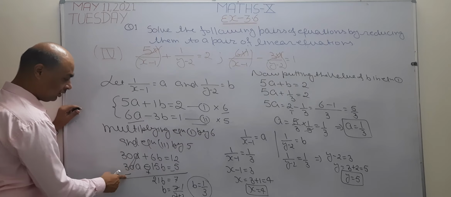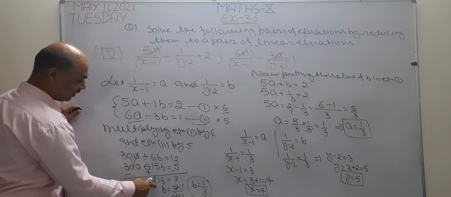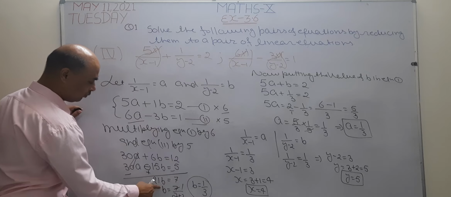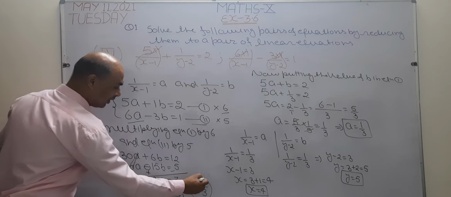Now this is going to cancel. Now this plus and plus, plus plus plus, 15 plus 6 becomes 21. After that plus minus, minus 12 minus 5 is 7. So b becomes 7 by 21. 7 1s are 7, 7 3s are 21. The value of b becomes 1 by 3.